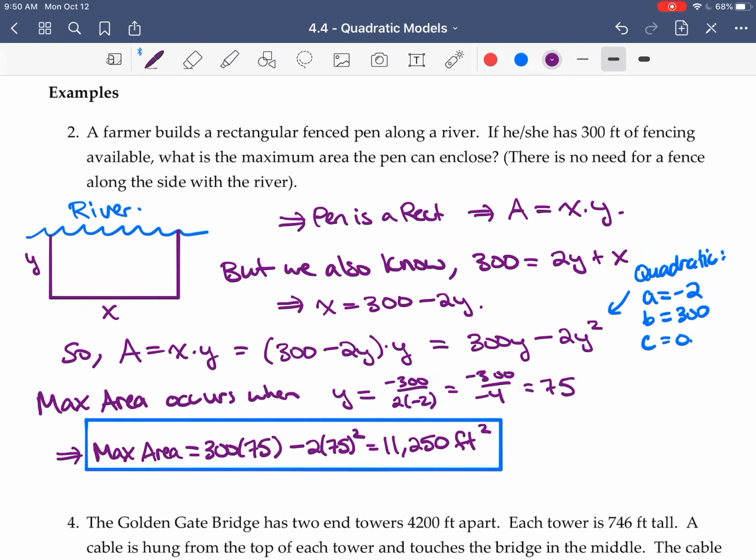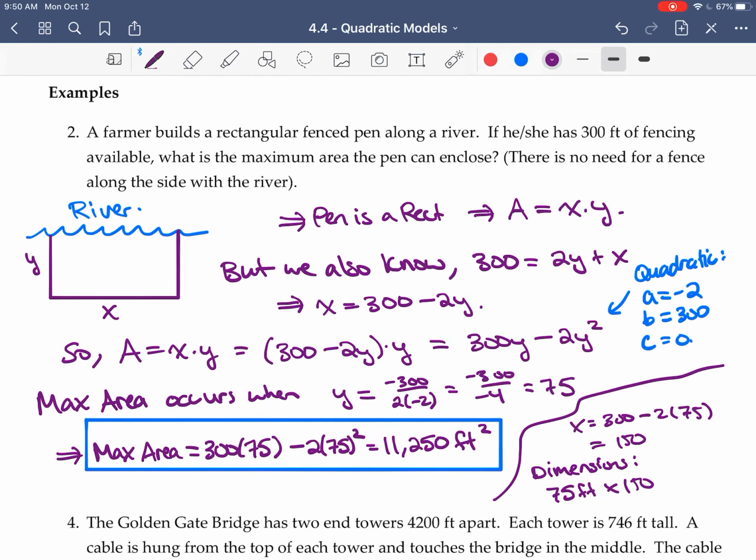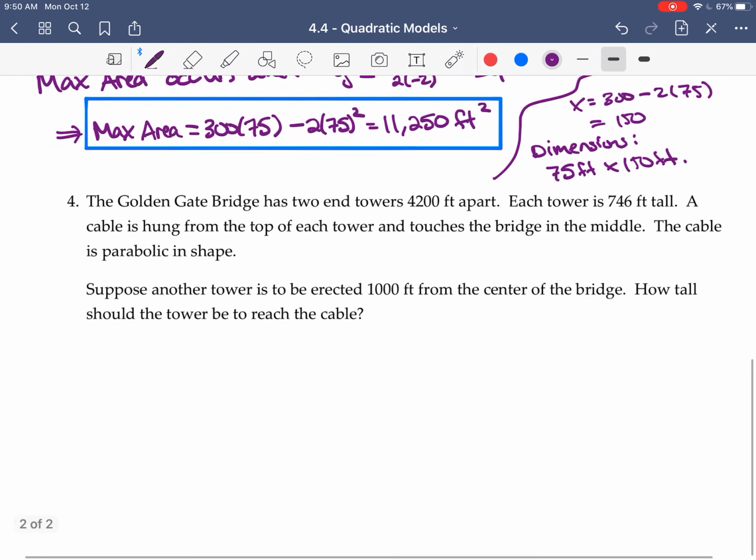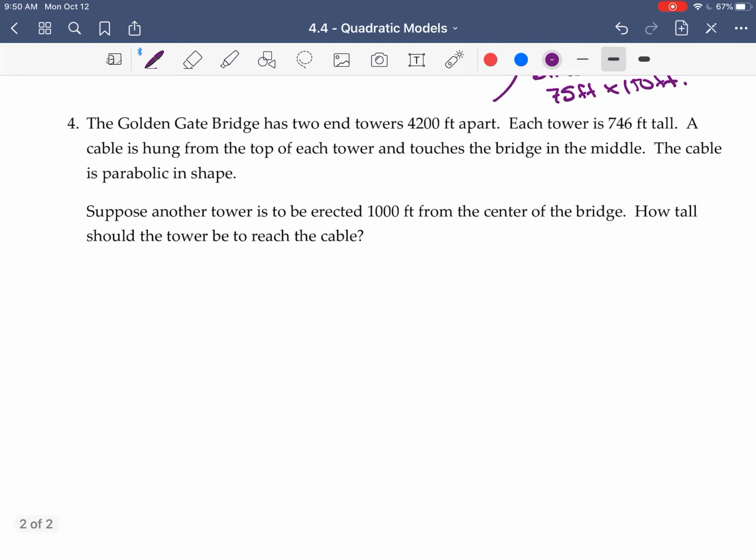But if it wanted the dimensions, we could find the x dimension. So x is 300 minus 2 times 75. So that's going to be 150. So it could have asked for the dimensions. And then the dimensions of the pen would be 75 feet by 150 feet. Okay, it didn't need that, but it could have. So let's look at this last one. I'm going to leave it for you to do, but I think I'm going to help draw the picture a bit so that you can get an idea of what to do.